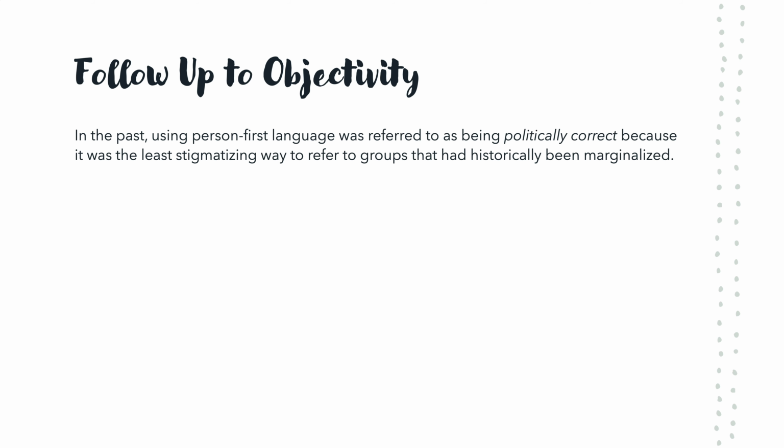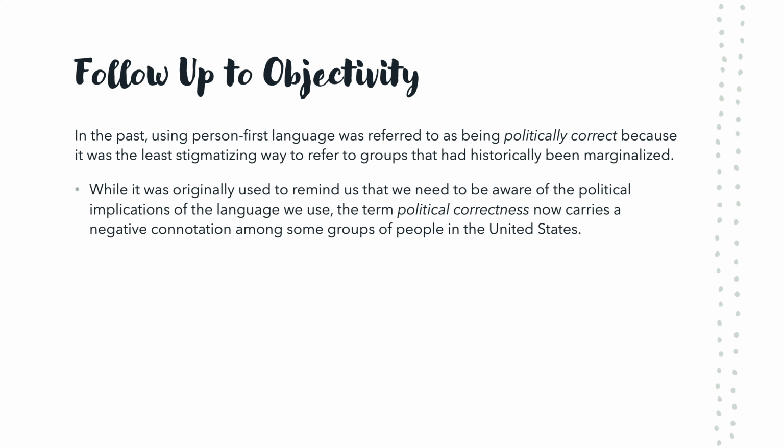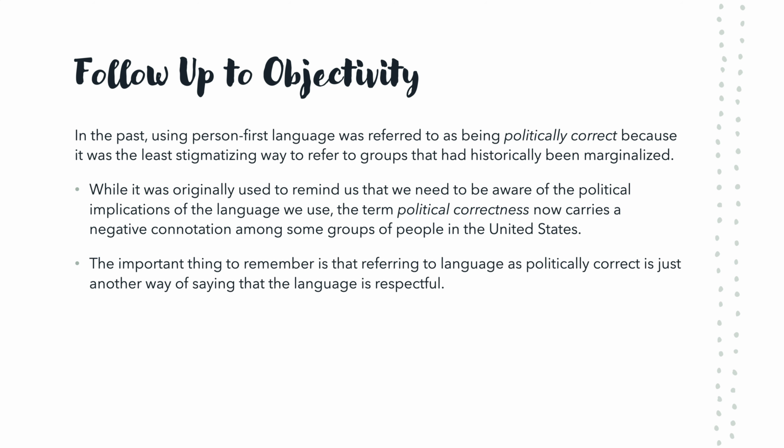In the past, we've used the words political correctness or politically correct to refer to person-first language because it is the least stigmatizing way to refer to groups that have historically been marginalized. Now, there are many people who have started using the term political correctness in a bad way, or saying that things that are politically correct are somehow not okay or not good. But the important thing for you to remember when you're writing is that whenever you're referring to language as politically correct, it's just another way of saying that that language is respectful.